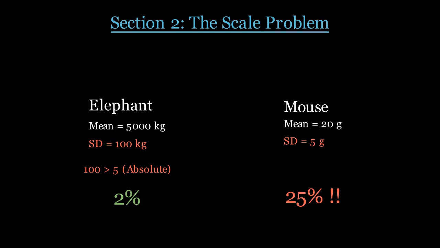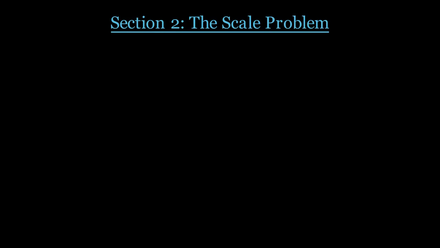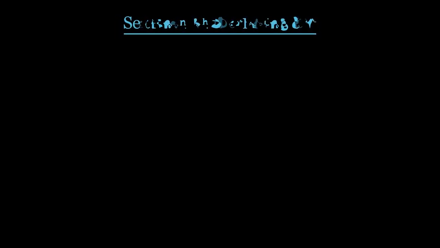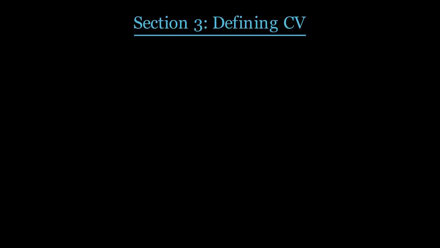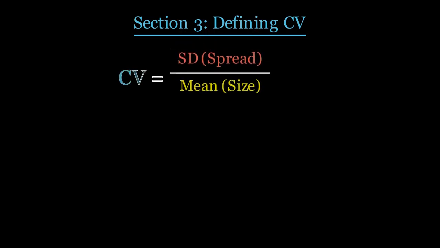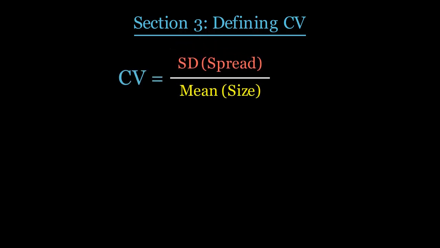If we only look at the standard deviation, the elephant seems more variable because 100 is much larger than 5. But is it? A 100 kilogram fluctuation for a 5-ton animal is tiny, whereas a 5-gram fluctuation for a 20-gram mouse is a massive 25% of its body weight. This is where absolute measures fail us.